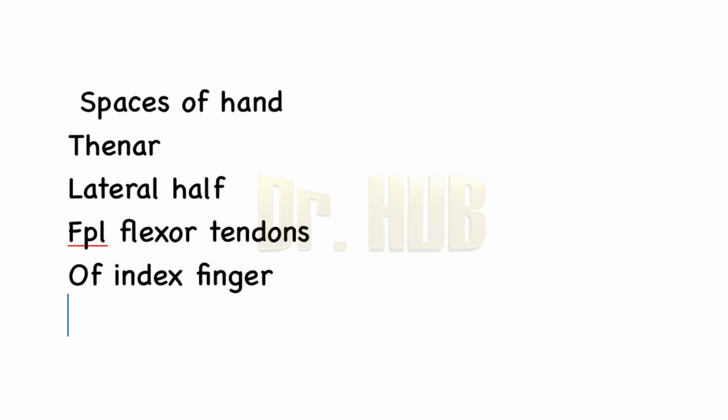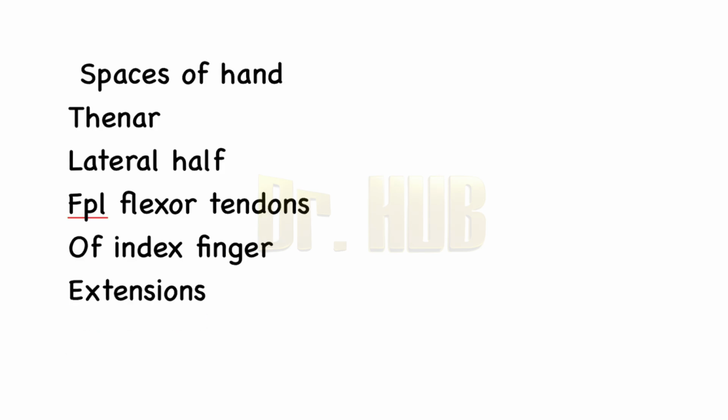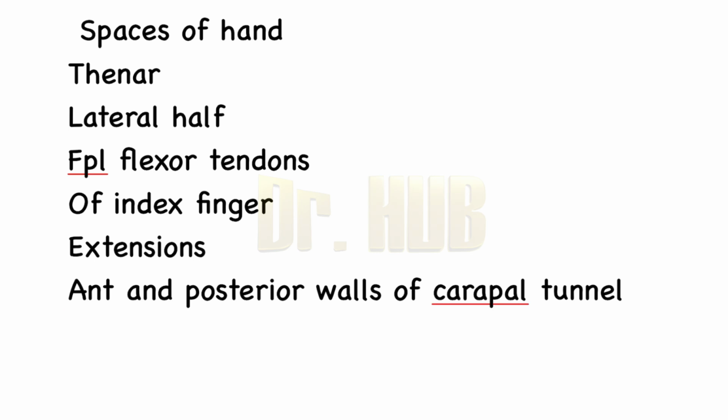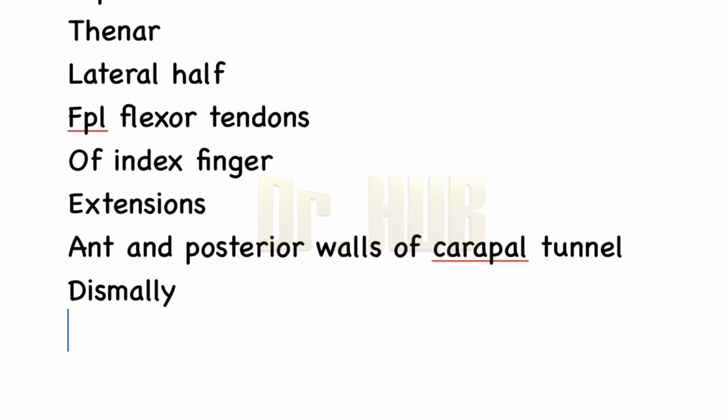Next are the extensions and the communications. Proximally, it is limited by the anterior and posterior walls of the carpal tunnel. Distally, it communicates with the first web space, and this is through the first lumbrical.